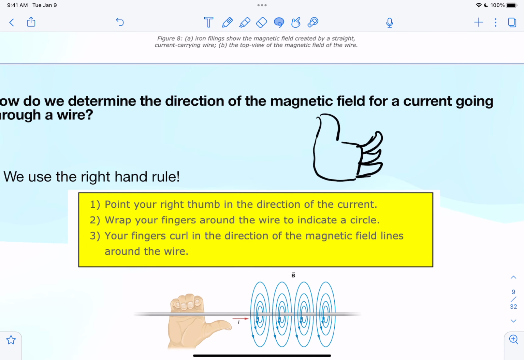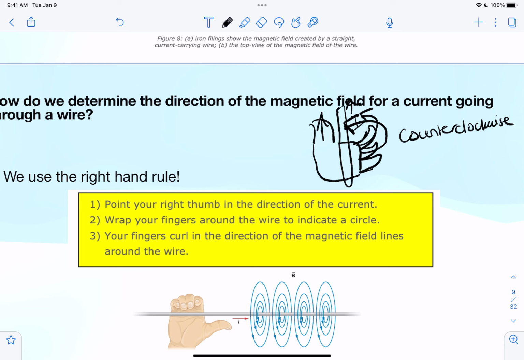So your thumb should be in the same direction as the current. Current's going upwards. And then your fingers will kind of wrap around the wire that way, right? Does that make sense? And that would be counterclockwise in that sense, right? Does that make sense for everyone?